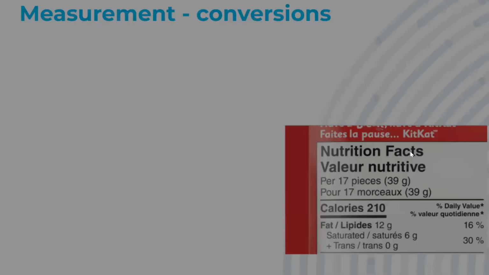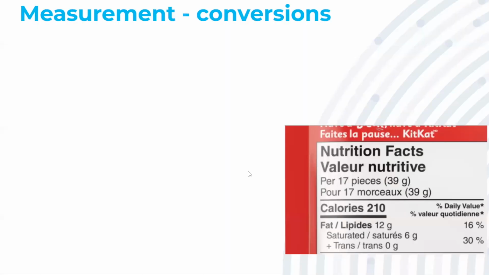So let's say that I have a Kit Kat and it has 210 calories in it, and I want to figure out how many joules of energy that is instead. Joules is the metric unit of energy, but most foods have their units in calories, just because calories have been used by the food industry for forever.